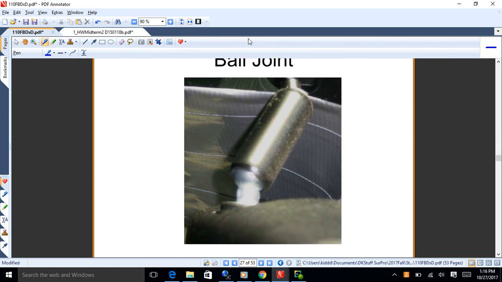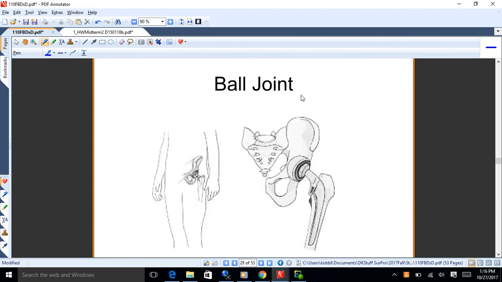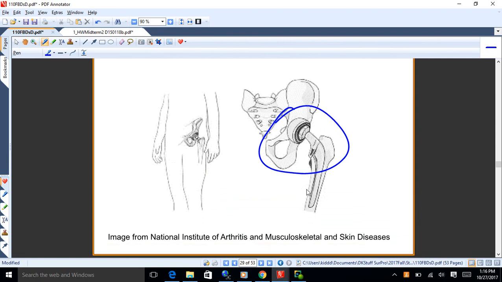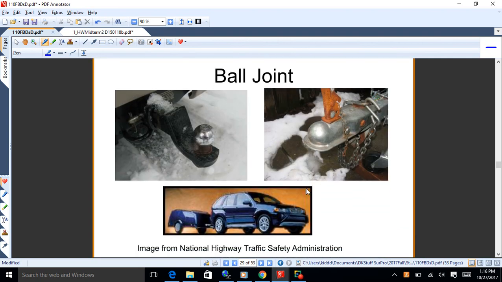There's a ball joint, which is a 3D pin joint, right there. Not focused very well, but there it is right there. Okay. There's a ball joint. It's your hip. There's a ball joint. Trailer hitch, okay, that fits on top.